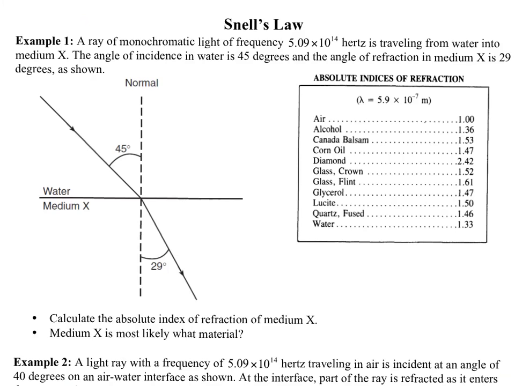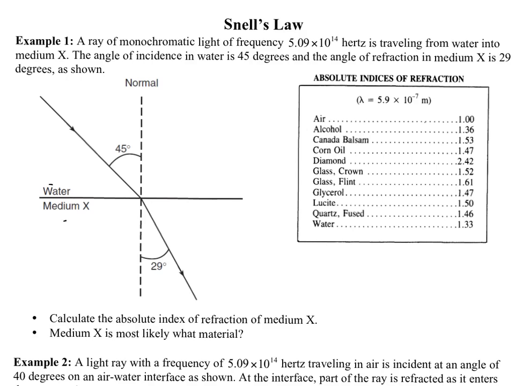First off, a ray of monochromatic light, that means one color, monochromatic, of frequency 5.09 times 10 to the 14 hertz is traveling from water into medium X. So it goes from the water into medium X. The angle of incidence in the water is 45 degrees. The angle of refraction in the medium is 29 degrees.